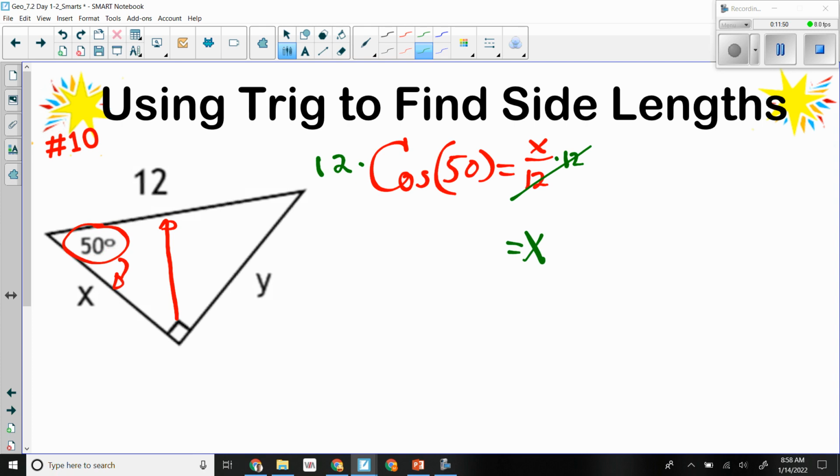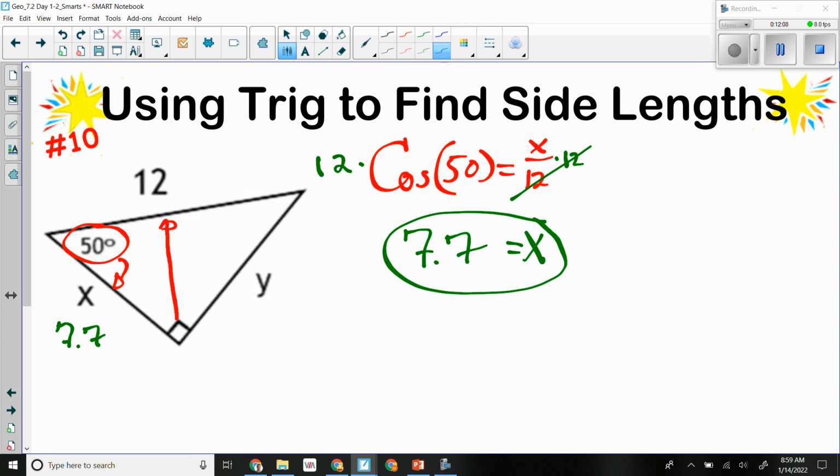In the calculator, 12 times cosine of 50. Oops, typed it in wrong. 12 cosine 50 is 7.71. So we can just say 7.7 for x. And I'll write that over here, 7.7. All right, switching colors now, and I'll erase this information. Switching colors to blue, we have 50 degrees, and now I need to find the y.